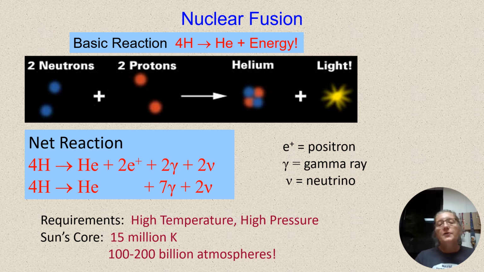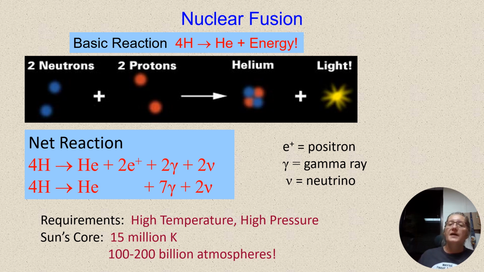Now, nuclear fusion is the energy generating process inside all stars. The basic nuclear reaction for solar-like stars is the proton-proton chain, where we have 4 hydrogen atoms that combine to form helium and give off energy. The net reaction shows that the total energy given by nuclear reactions is 7 high-energy gamma rays and 2 neutrinos.